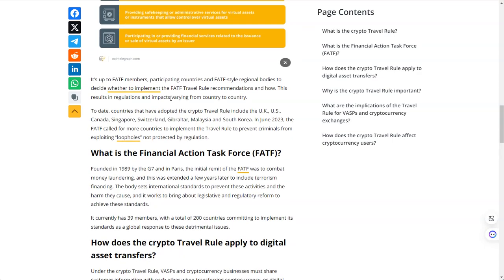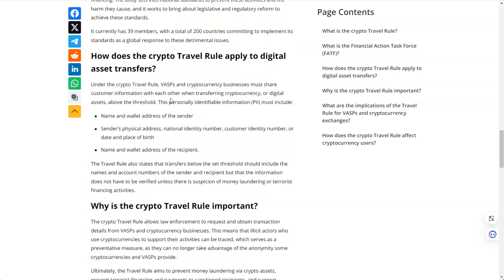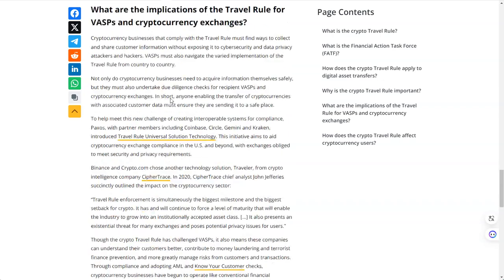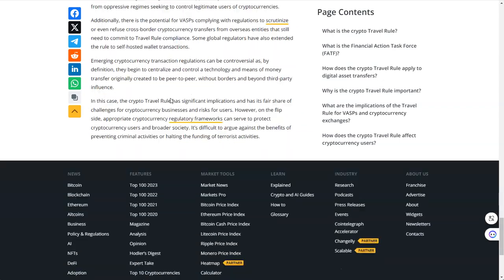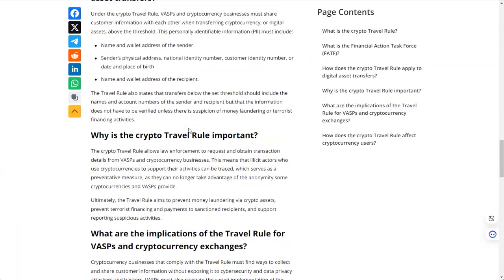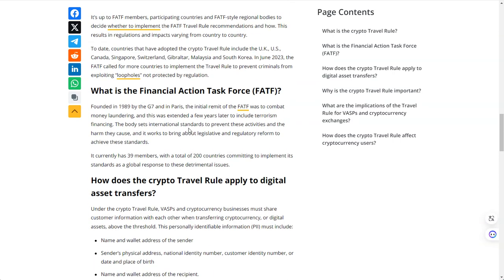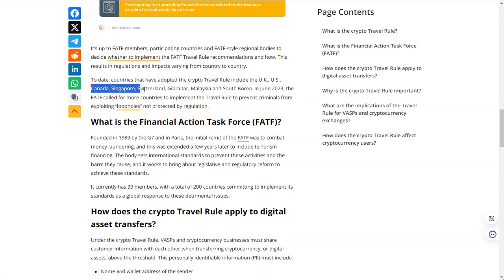So let me find this. I saw a list of countries here somewhere. I know it's US. Oh, here it is. To date, countries that have adopted the crypto travel rule include the UK, US, Canada, Singapore, Switzerland, Gibraltar, Malaysia, and South Korea. And there will be more countries coming on board, right? And Europe will be covered entirely by the end of this year.